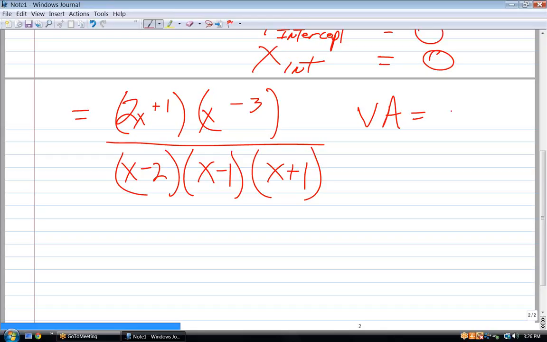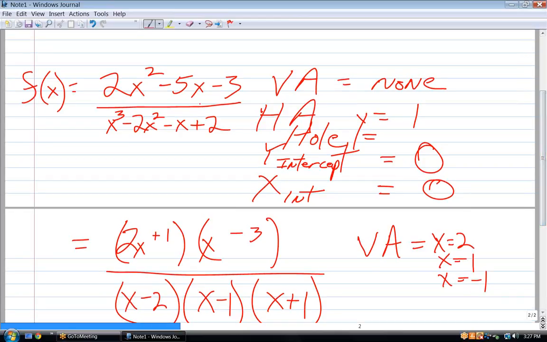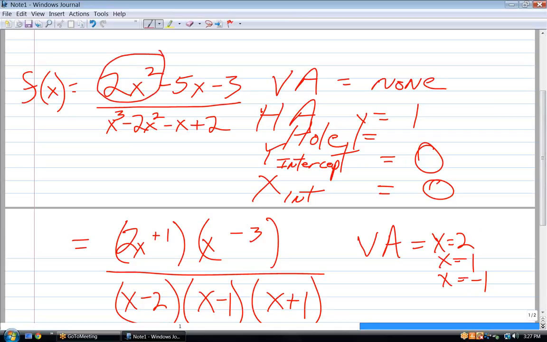What are the vertical asymptotes? 2, 1, and negative 1. Okay, vertical asymptotes are lines, so it's x equals 2, x equals 1, and x equals negative 1. What are the horizontal asymptotes? The easiest way to figure those out is to go back and look at the master equation. So based on the highest degree polynomial in the top and the bottom, what is the horizontal asymptote? y equals 0. Okay.